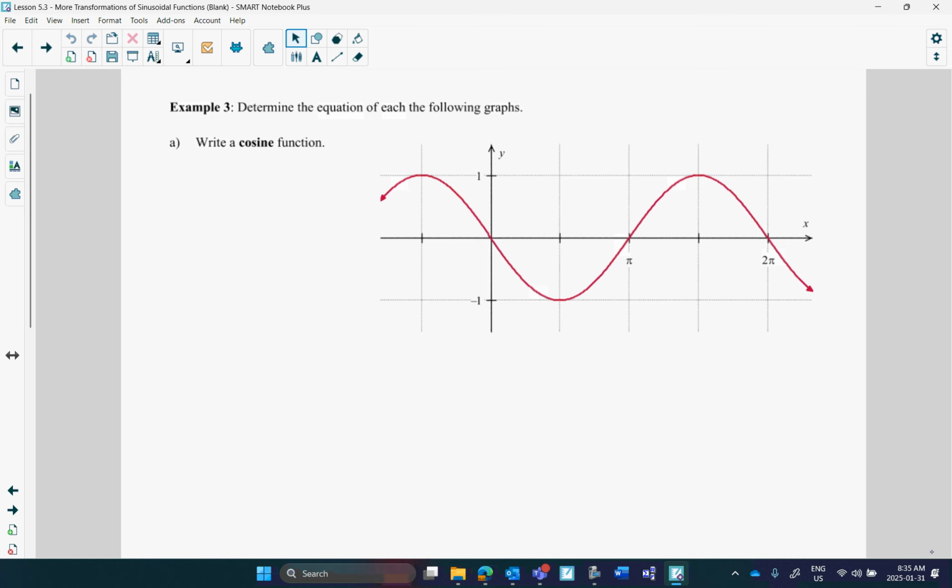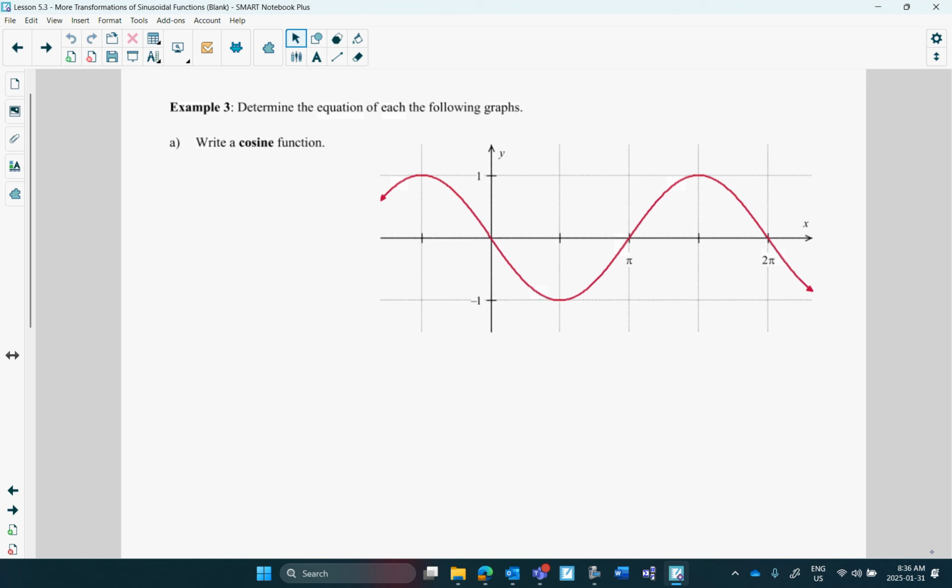So we have talked about if you're given a sinusoidal function, you are asked to graph it. And that could involve stretches, flips, and shifts. So now what we're going to do is go the other way. What happens if you're given a graph and you have to find the equation?